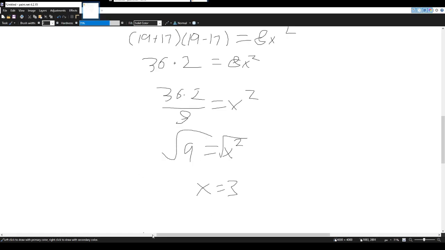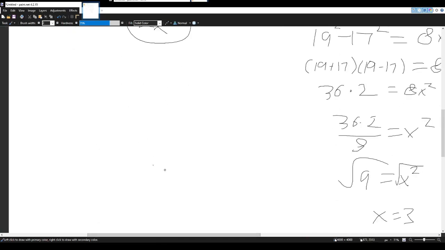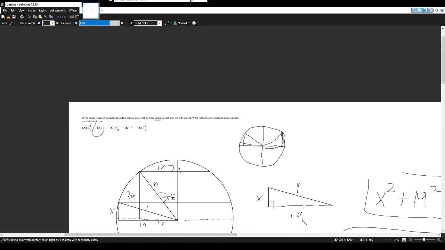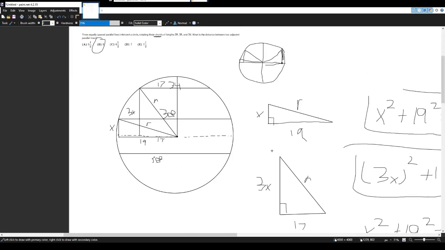But remember, we want 2x, right? So we multiply this by 2. 3 times 2 equals 6. So our answer should be 6. So it looks like our answer is B. All right, so that should do it for this problem.